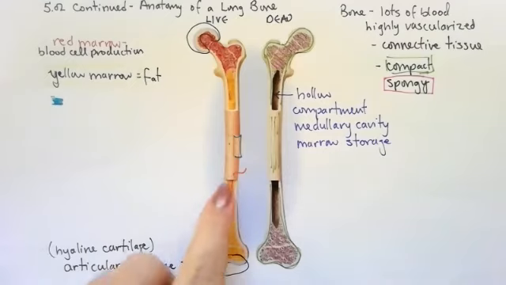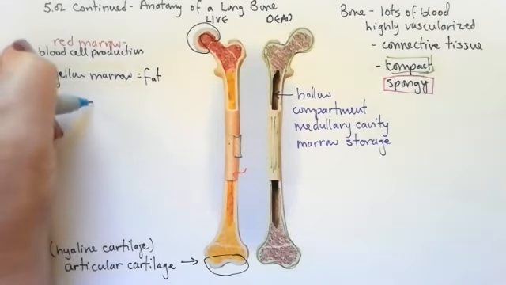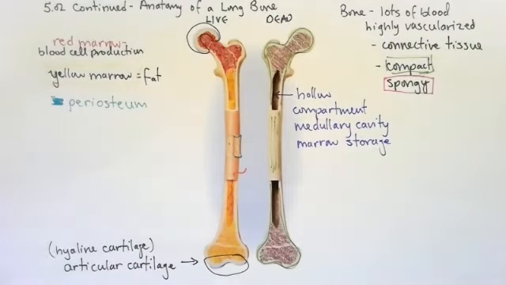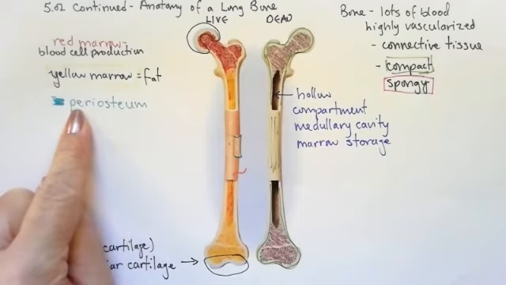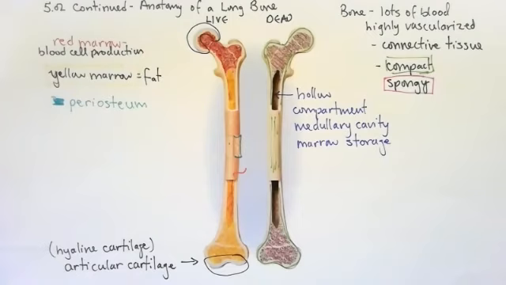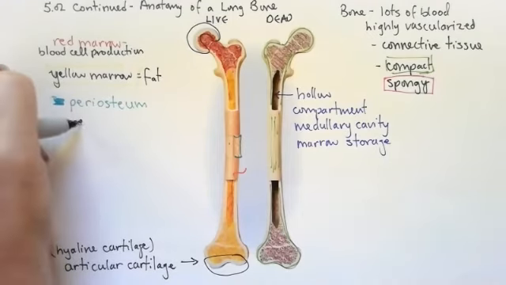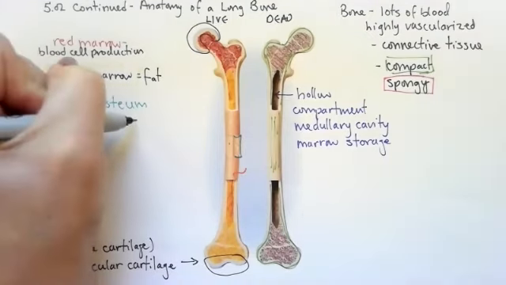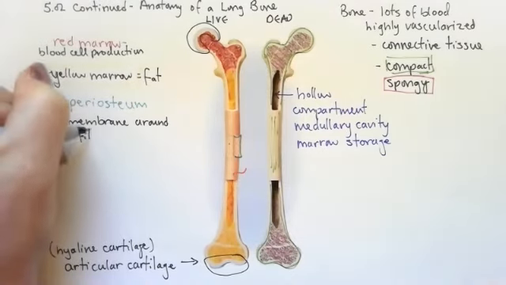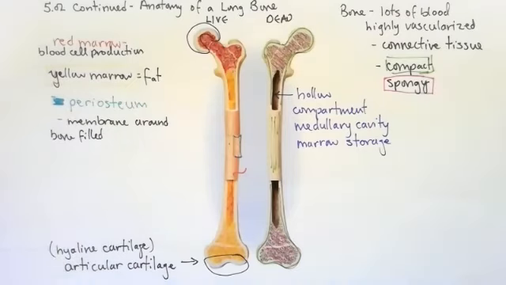And that little tiny structure, so it exists all along the outside of long bones, is called the periosteum. We do enough med terms that you should know that osteo is bone and peri is around. So the periosteum is something that is around the bone. And all long bones have this. This is a membrane that wraps around the bone. And it's filled with blood vessels and nerves.